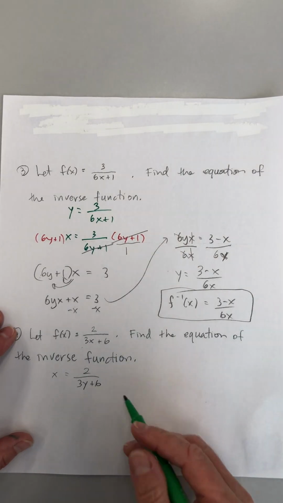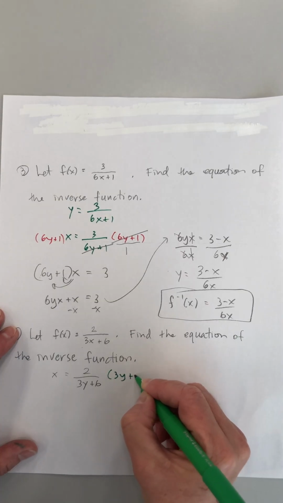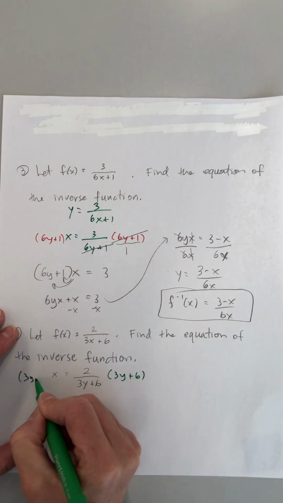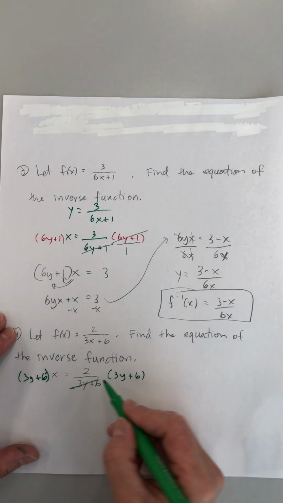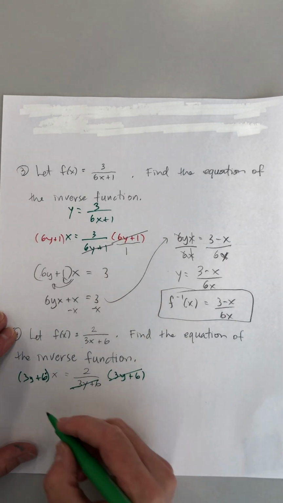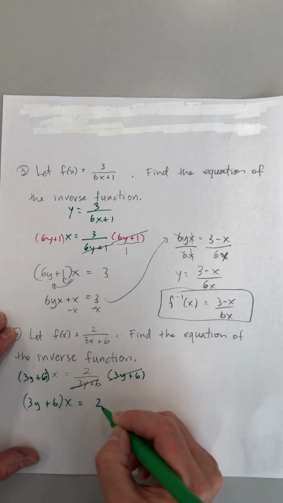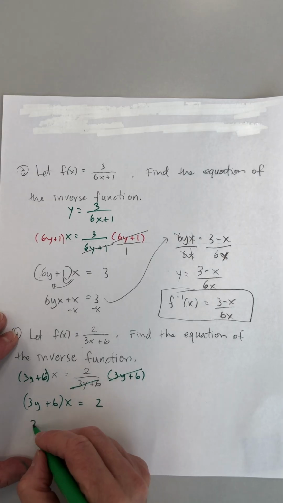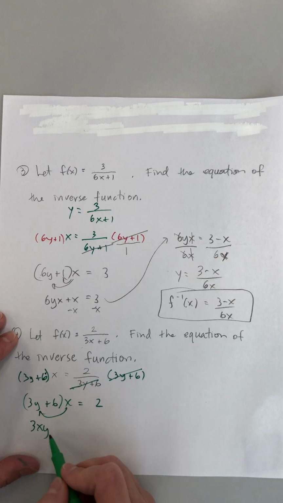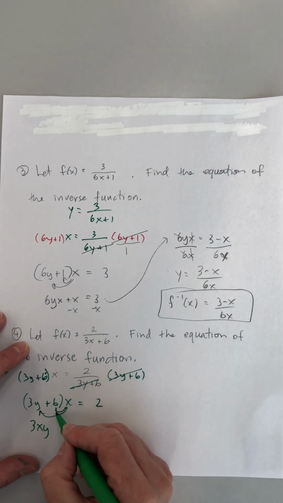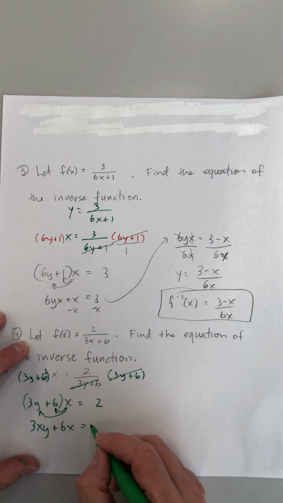So we get x equals 2 divided by (3y plus 6), multiply both sides by 3y plus 6. It cancels on the right side. So we get (3y plus 6) times x equals 2. Distribute on the left. So x times 3y, I can write it as 3xy. Distribute the x to the 6 as well, so plus 6x equals 2.